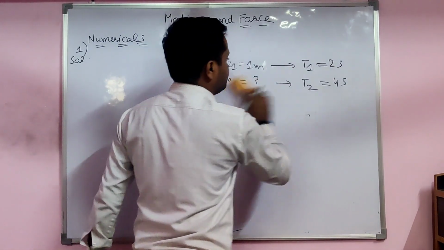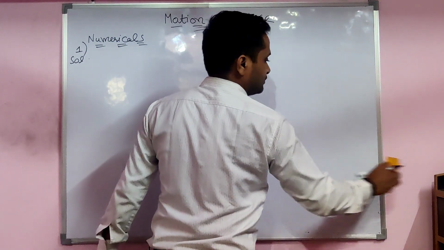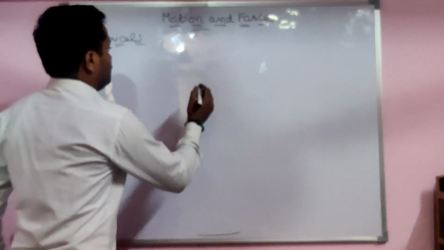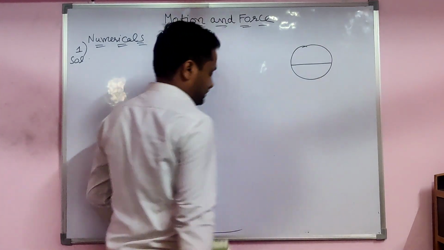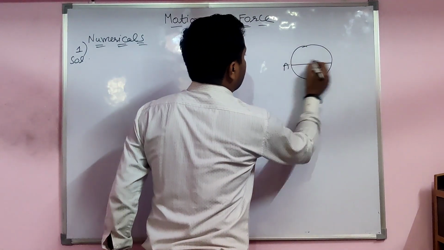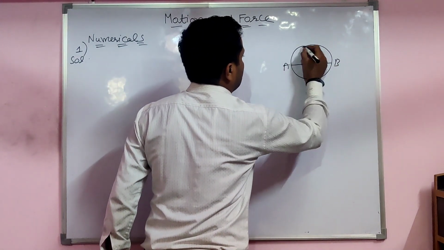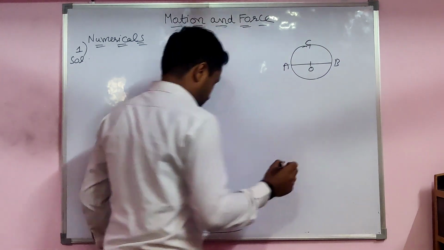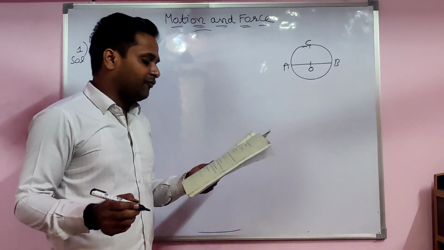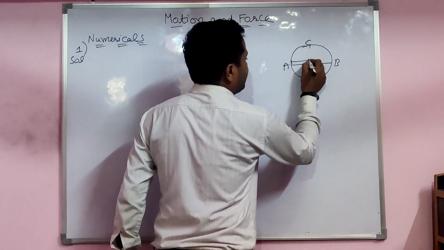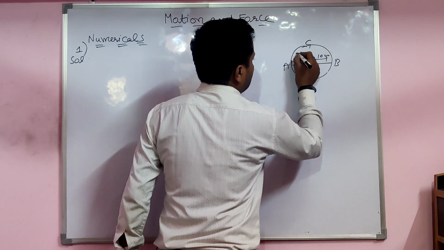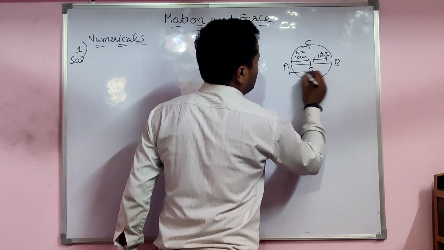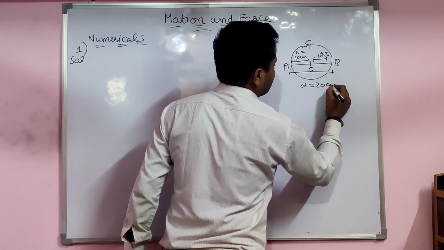See the second one. Yes, a circle. You have to draw one circle like this. This is A, B, and this is the center, C. Now see the numerical. A circle of radius 10 centimeter. So the radius of this circle is 10 centimeter, this also 10 centimeter, so the total diameter is 20 centimeter.